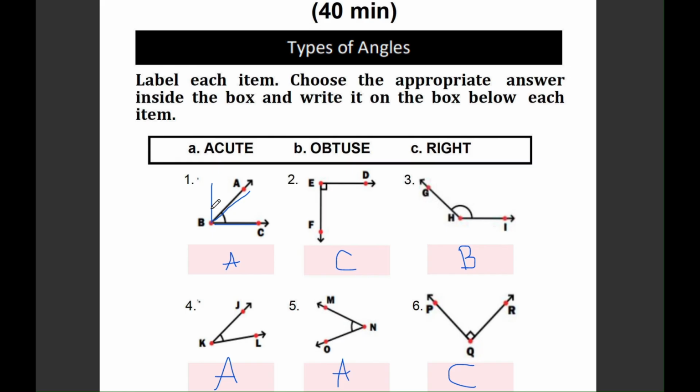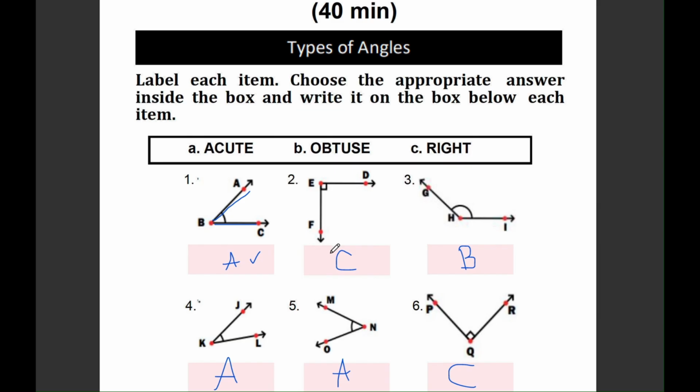Why not? B is greater than 90 degrees, and C is exactly 90 degrees. An obtuse angle is big, and a right angle is perfectly square. So the answer is A, acute. The formula or reason is that an acute angle is less than 90 degrees. It's a small, neat angle.